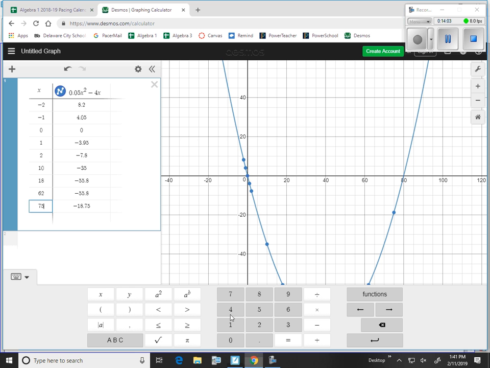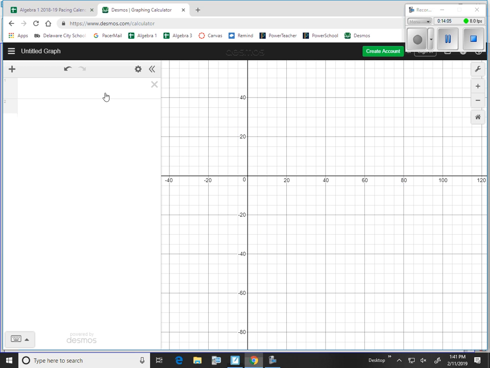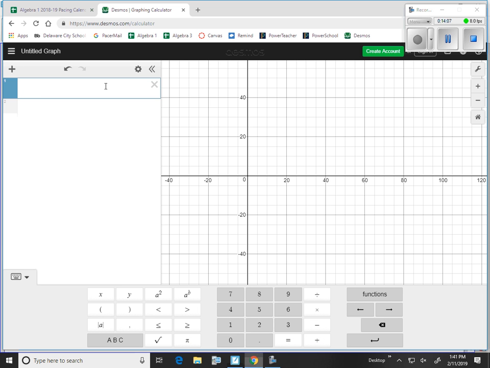Okay. So if we look at our graph, let's put our equation in here. Don't forget to add the 2. Oh, never mind. There's no exponent.